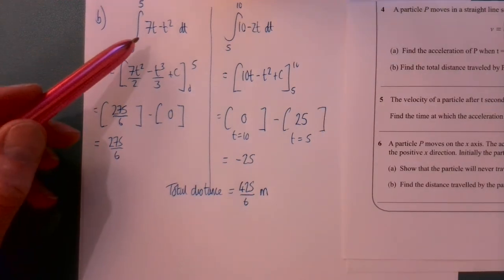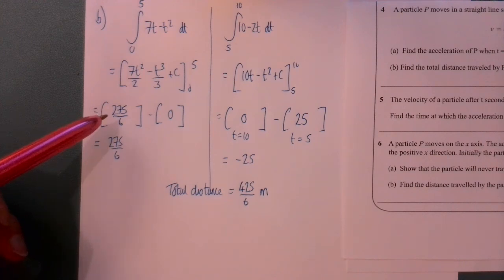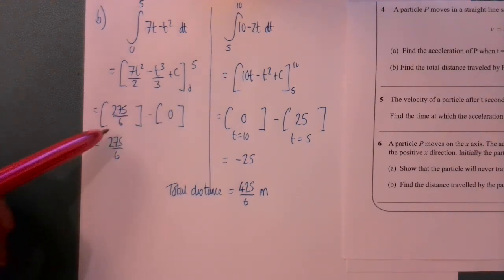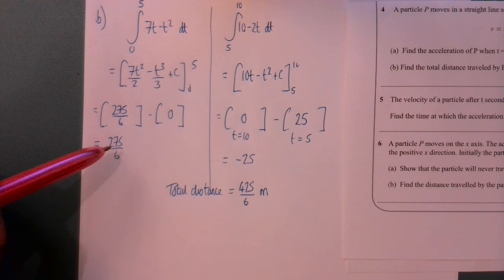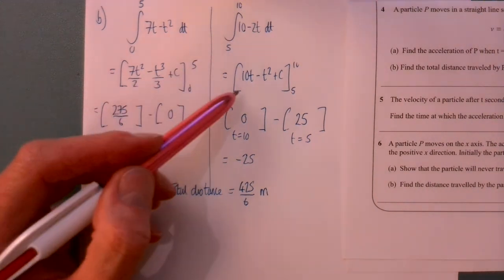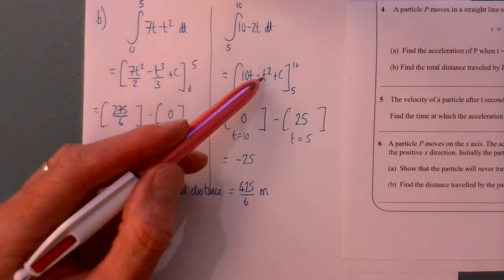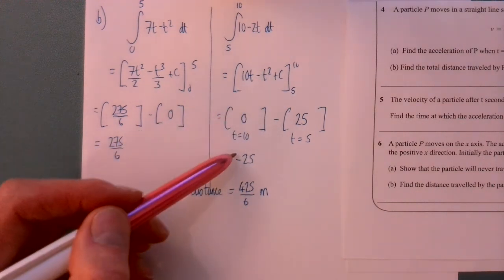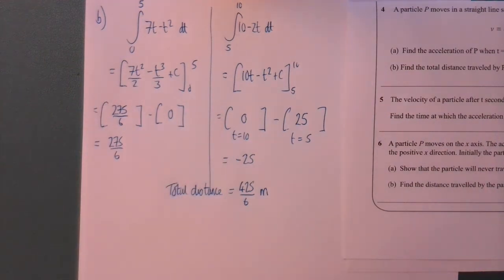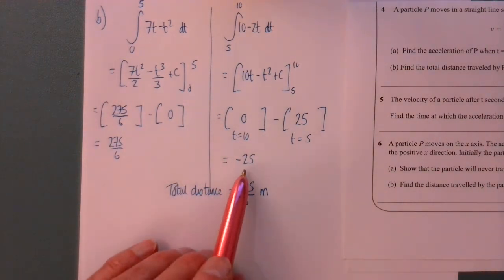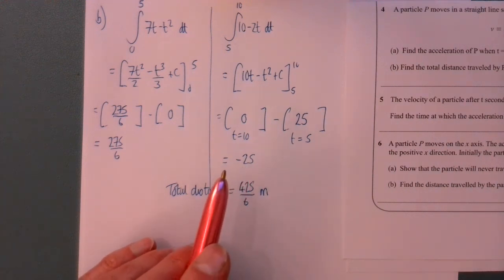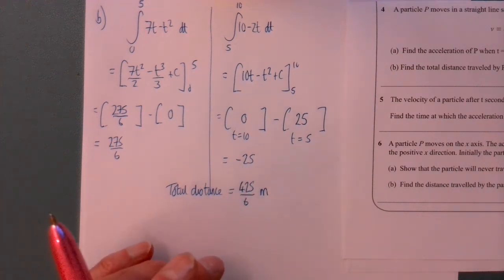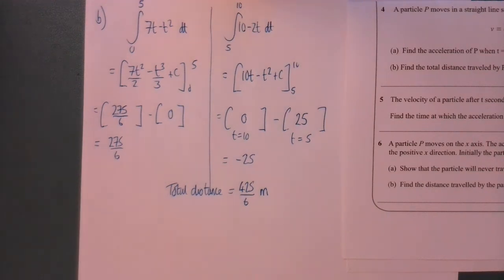Okay, so on this side, integrate it, substitute in 5, substitute in 0, that gives us that many metres. And on this side, we get 2t squared over 2, which I just simplify straight away to t squared. And we get minus 25, but of course we're talking about the displacement. So minus 25 just means something about the direction, but it just means a distance of 25. So my answer is that plus 25, which gives me 425 over 6 metres.